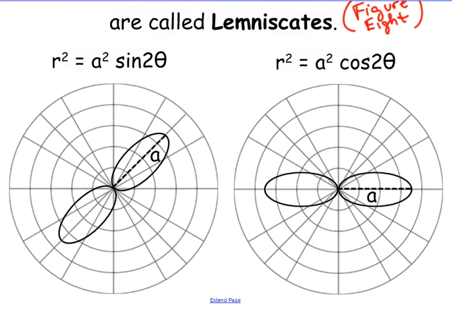Notice that the petal length is A, but in the equation, that coefficient is a squared. So you're going to have to take the square root of that number to get your petal length.